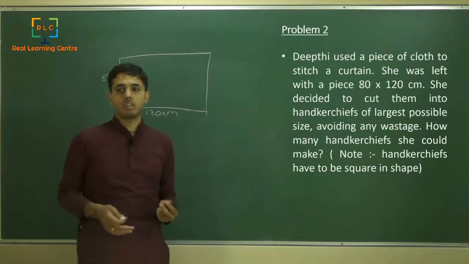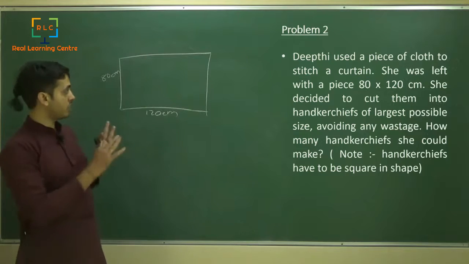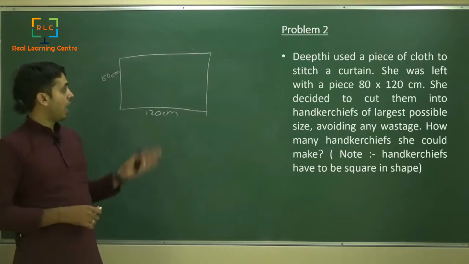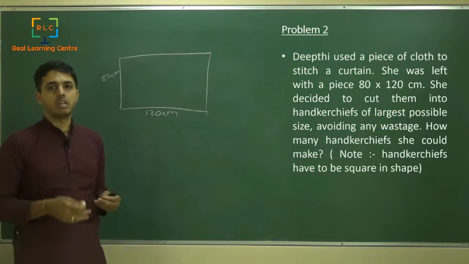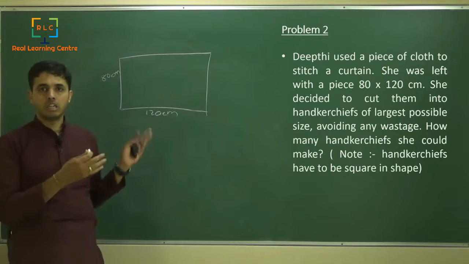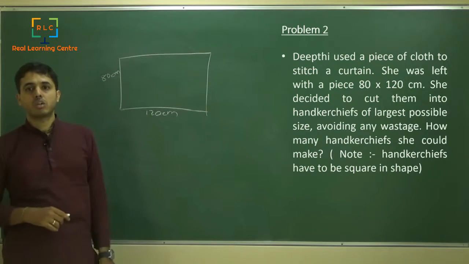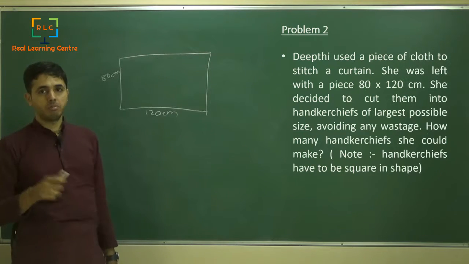So what she thought is, let me have handkerchiefs with the largest possible size, avoiding any wastage. She didn't want to waste any piece of cloth. She wants to maximize the usage of the cloth. So how many handkerchiefs could she make? And the condition is, the handkerchief must be square.